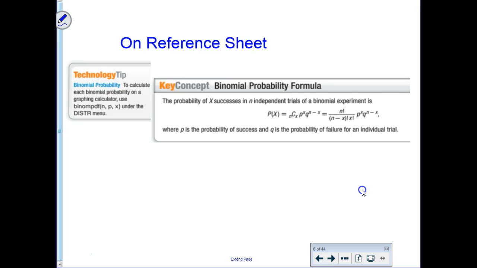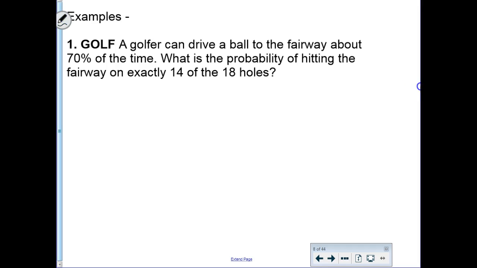So keeping that formula in mind, and it is on your formula sheet, let's take a look at an example, and it's about golf, so you know it's going to be good. So a golfer can drive a ball to the fairway about 70% of the time. So this right here is what we would consider the probability of him being successful. That's P. So we're going to write P as 0.7. It can be written as a decimal or a fraction. Now because P is 0.7, what else do we know? What's his probability of failure? 30%, 0.3.